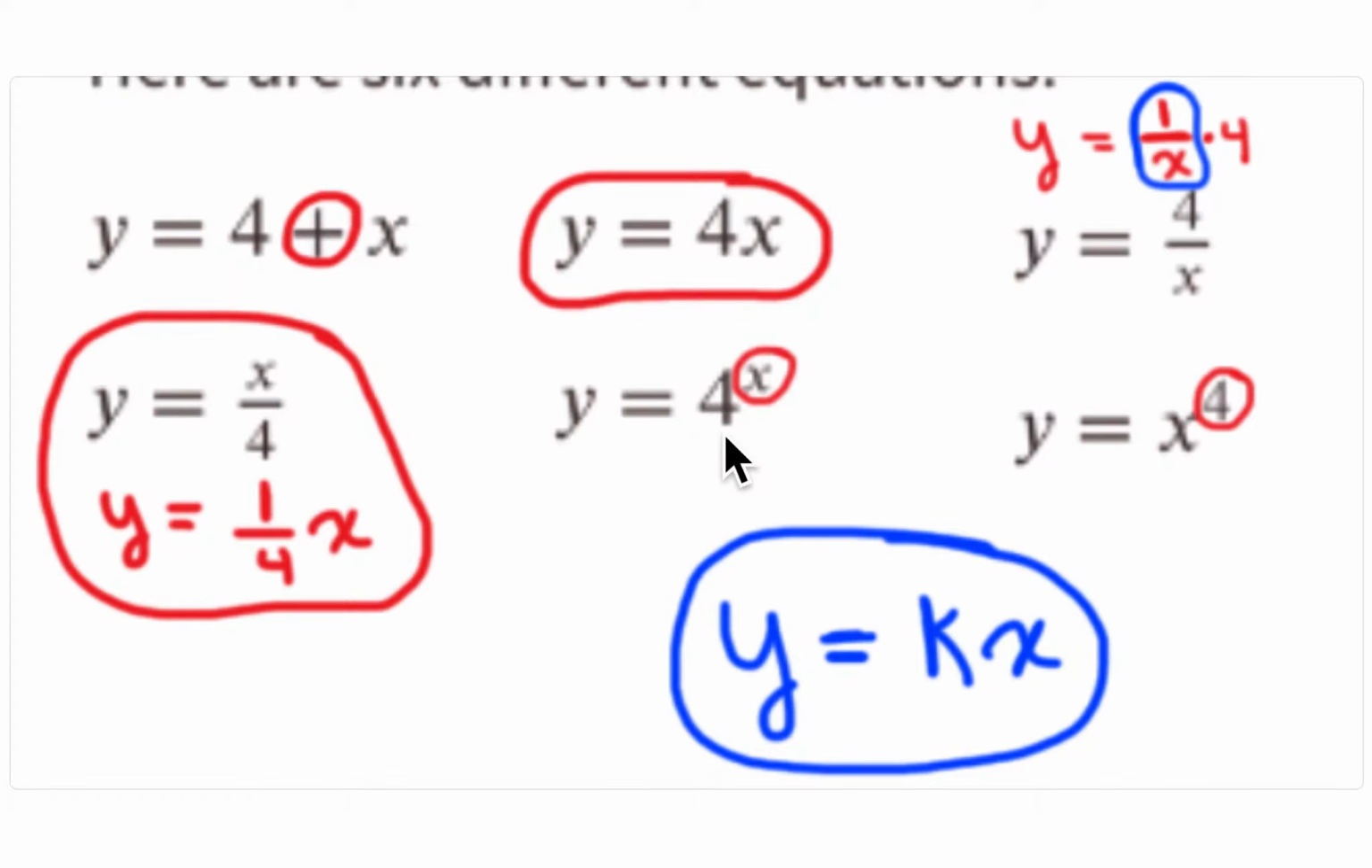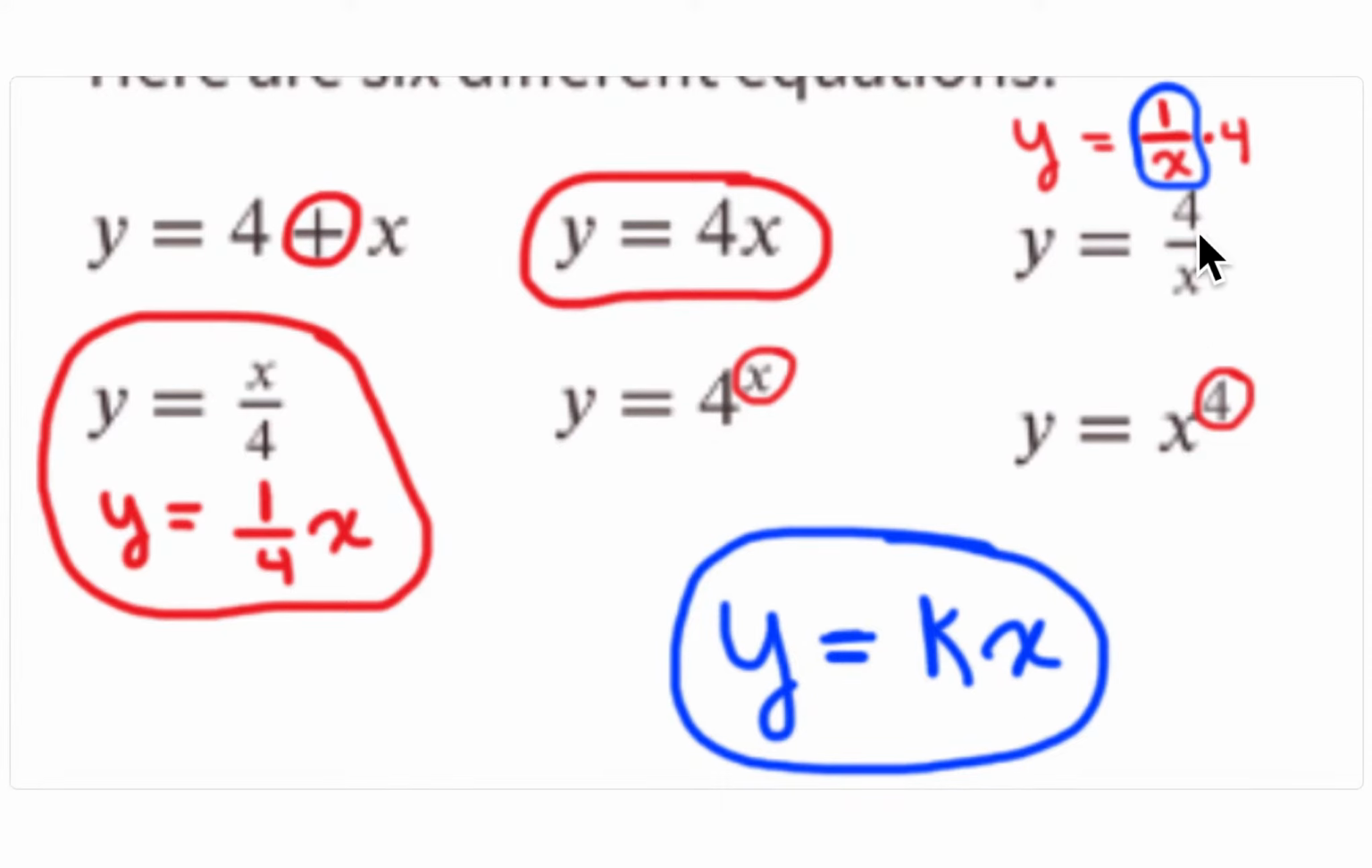This one right here, y equals 4 to the x power. So whatever x is, you multiply 4 that many times together. So if x is 2, it'd be 4 times 4. If x is 3, it's 4 times 4 times 4, and so on. Well, you cannot get this equation into this form.